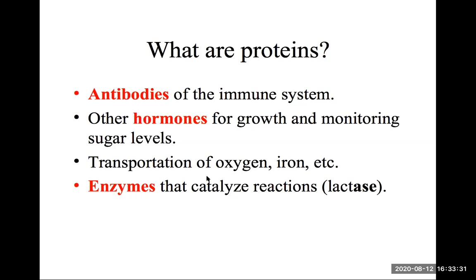Proteins also do things like transporting of oxygen. So if you think about hemoglobin, this is the protein that is found in your red blood cells, and it's the one that binds to oxygen and carbon dioxide so that those gases can be transported in your circulatory system.